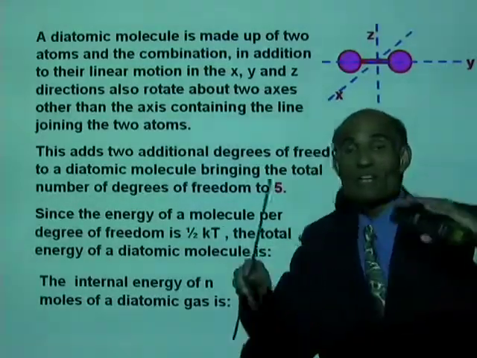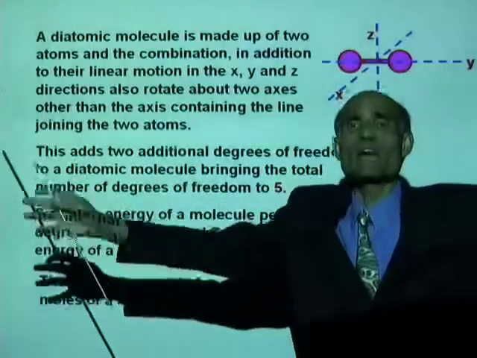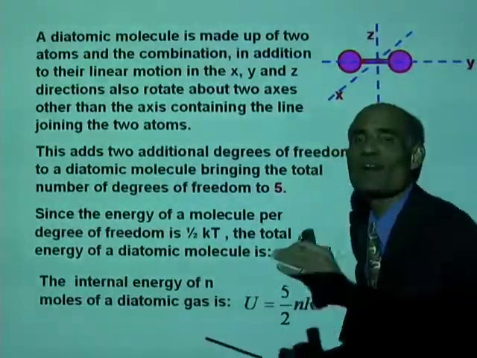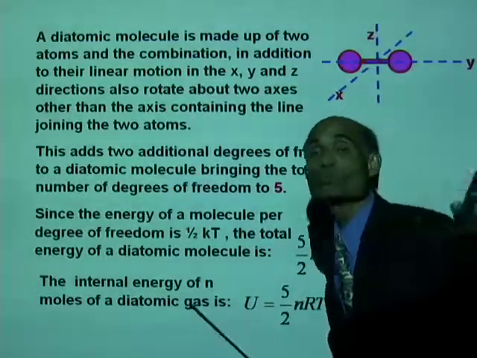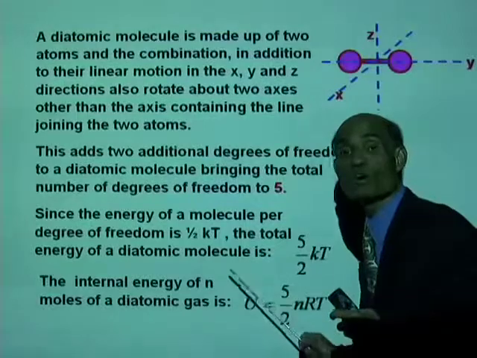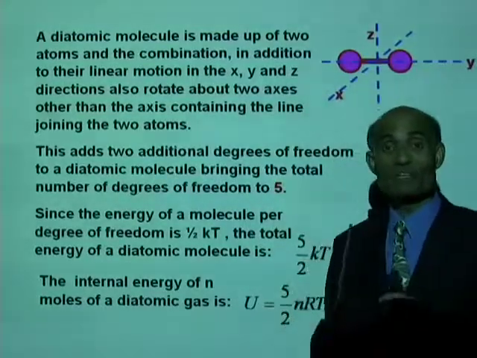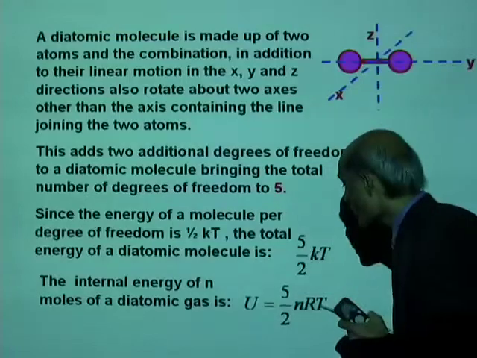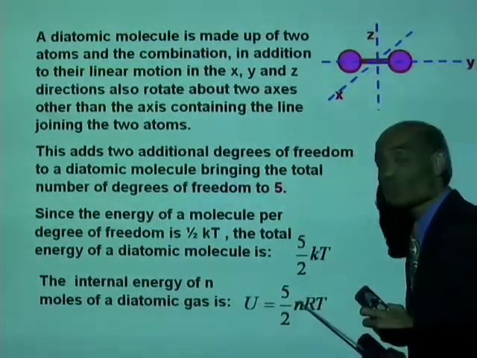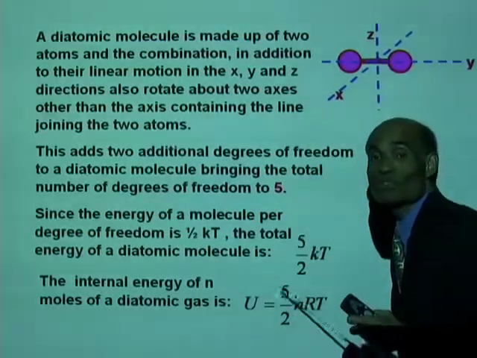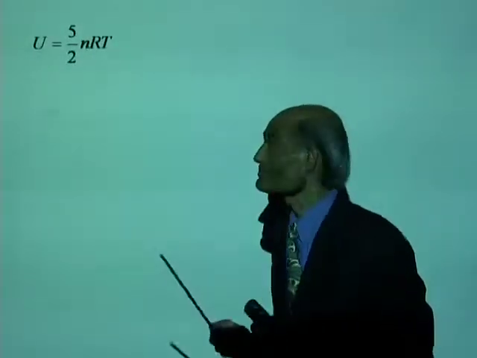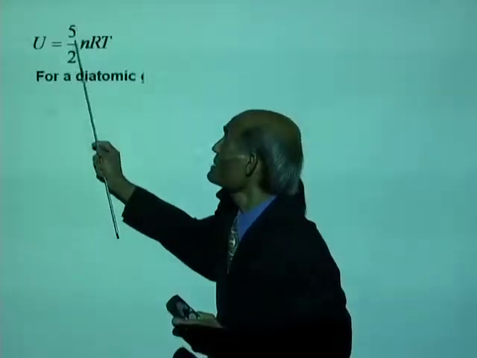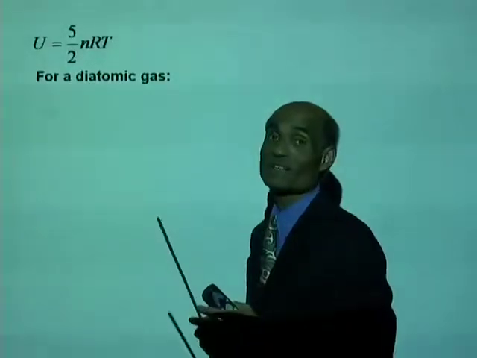Now, earlier we said the internal energy of all gases is 3/2 nRT, because we assigned only 3 degrees of freedom to every gas. But now you know diatomic molecules have 5 degrees of freedom. Therefore, the internal energy of n moles of the gas is 5/2 nRT. And that will now change our heat capacity values. So, internal energy is 5/2 nRT.